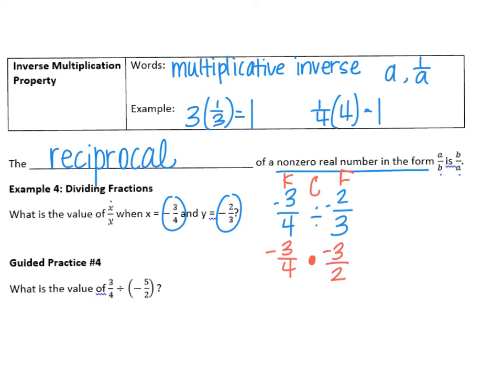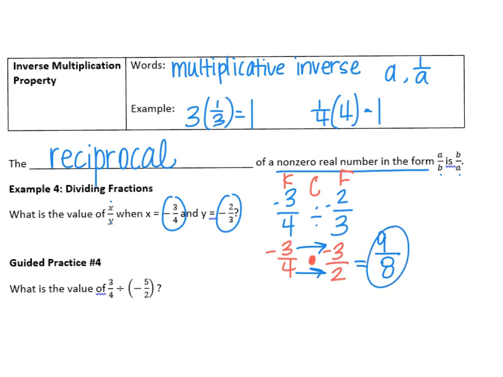Now you'll notice that with the second fraction, it looks like the negative is with the 2, and then when I rewrote it, I put the negative with the 3. I always, in a fraction, put the negative with the top number. It doesn't matter where it goes, but for me, I like it to be with the top number. So now we're just multiplying fractions, so you multiply straight across the top, straight across the bottom, and you get 9 over 8.